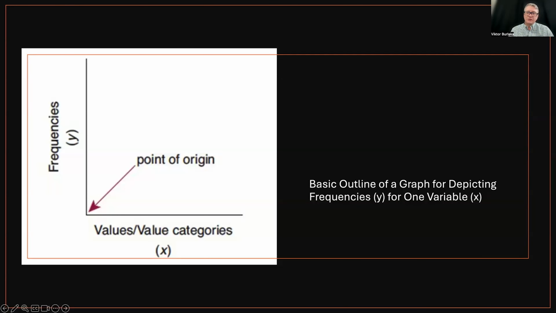This slide shows the basic structure of a graph used to depict frequencies for one variable. The x-axis, the horizontal axis, represents the values or categories of the variable being measured. For example, this could be age groups, income ranges, or types of services. The y-axis, the vertical axis, shows the frequency or how often each value or category occurs. The point of origin where the x and y axes meet represents 0.